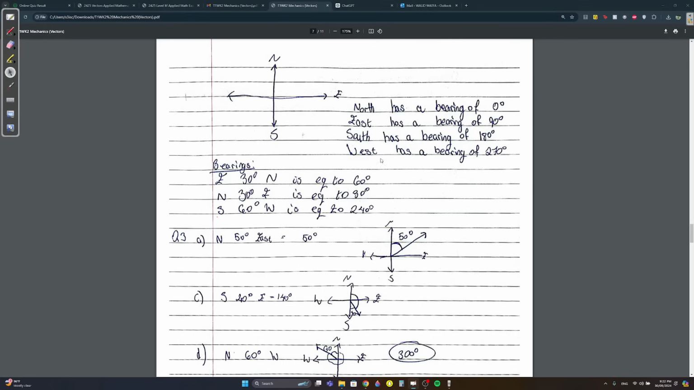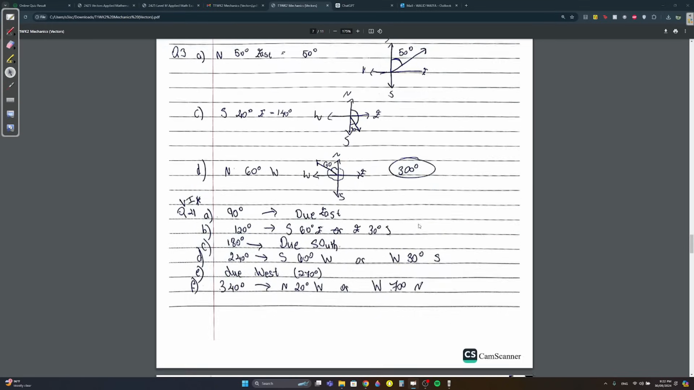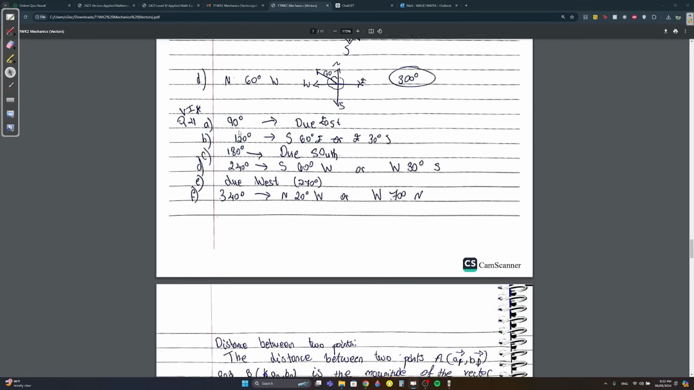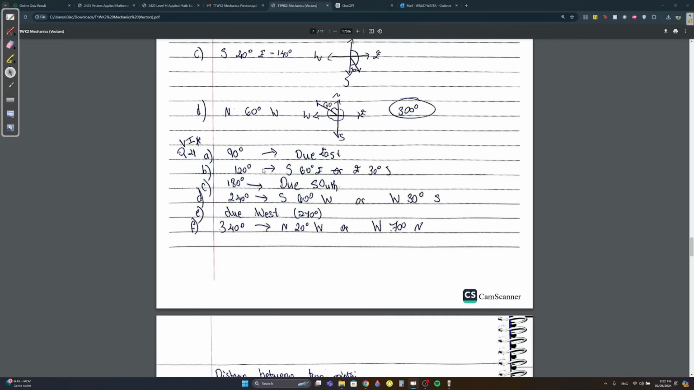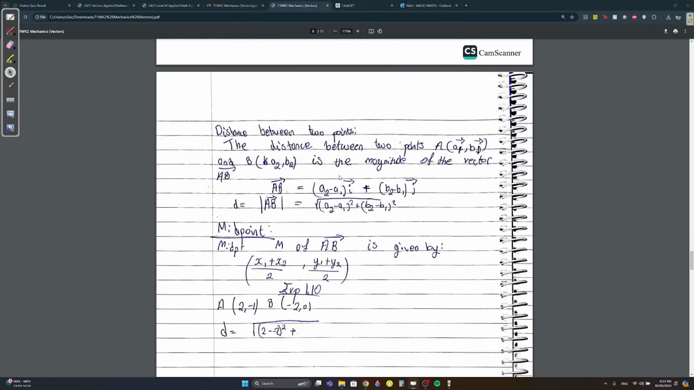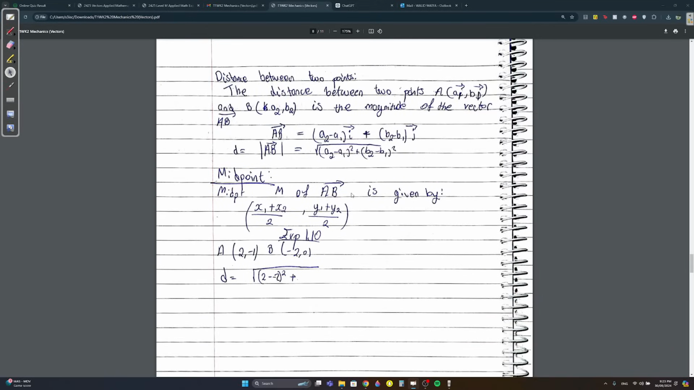That's just the way in case they gave you the degree. These are not in the quiz, but they are all exercises in the book. That's why I want to go over them. See here, 90 degrees is east, 120 degrees is south 60 degrees east, or east 30 degrees south. These are all exercises from the book. The regional always likes to get exercises from the book.